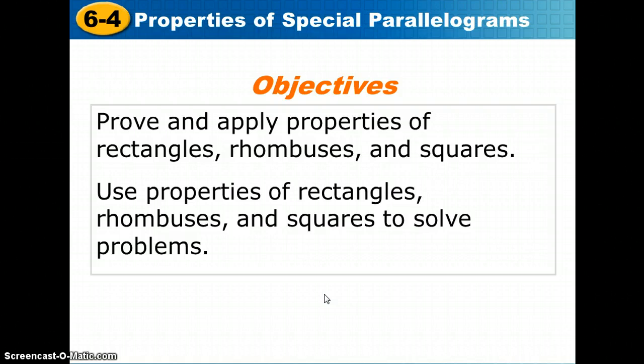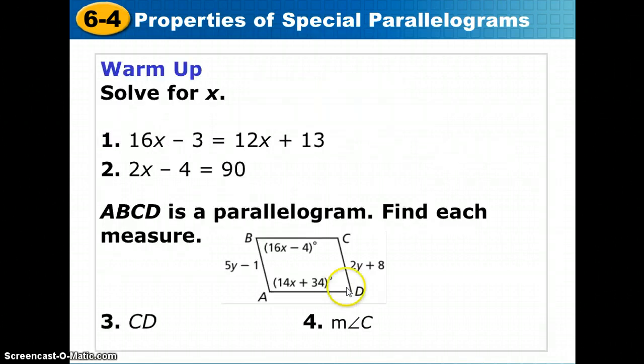Once again, make sure you've already completed the vocabulary both in your note packet and your vocab book, and we will begin with this warm-up. If you've already completed it, you may continue through the presentation without pausing. Otherwise, pause to give yourself time to work out these problems.